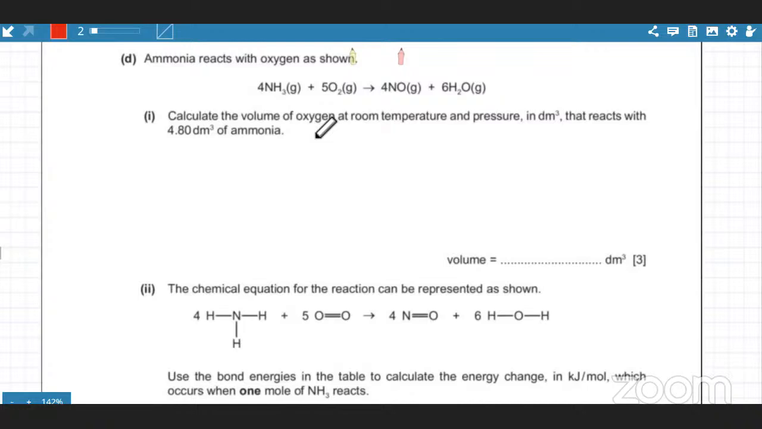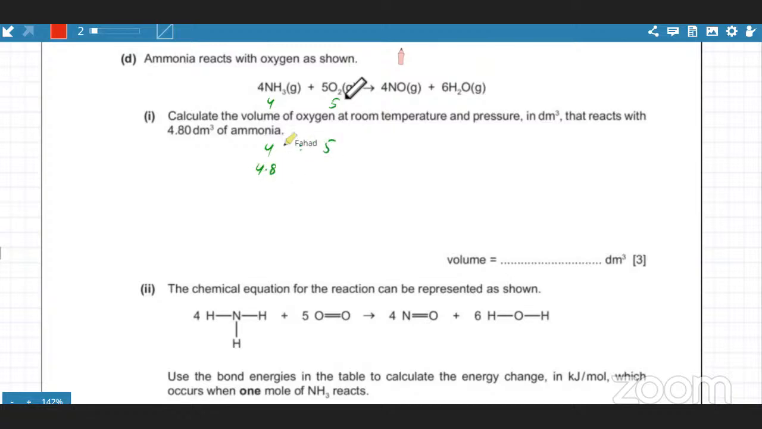Now, this is an easy question. You don't even have to go and calculate moles. The equation ratio is that 4 ammonia molecules react with 5 molecules of oxygen gas. Now, remember, for gases, the mole ratio and the volume ratio are exactly the same. So if 4 molecules react with 5 molecules of oxygen, that's the ratio. So the volume ratio would be exactly the same.